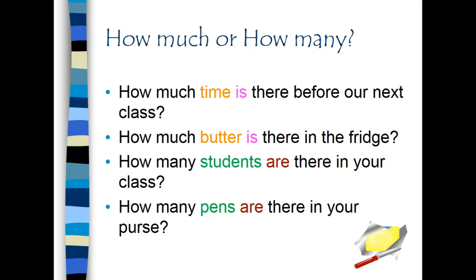We also use expressions like how much and how many to show whether we can count the noun. How much time is there before our next class? In this case, time is considered as a non-count noun, so I use the expression how much to ask about quantity. How much butter is there in the fridge? But when I can count the noun, I must use the expression how many to ask about quantity. How many students are there in your class? How many pens are there in your purse?